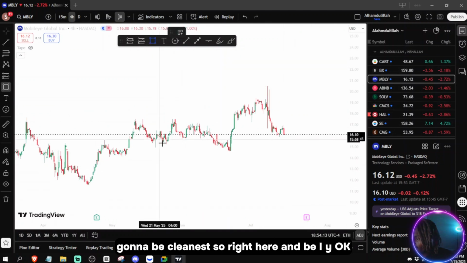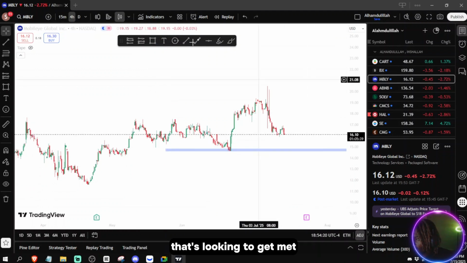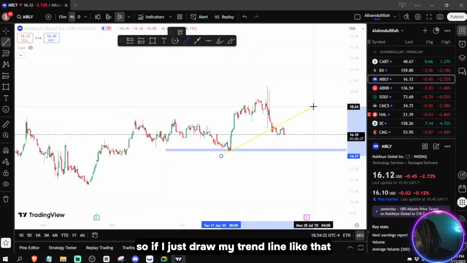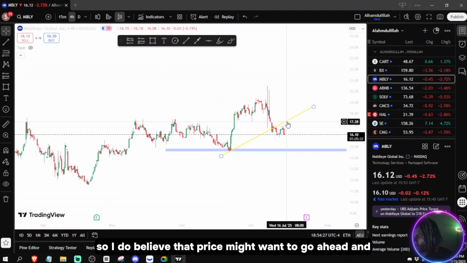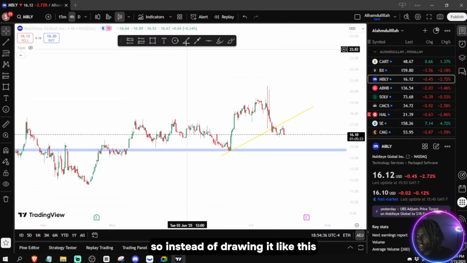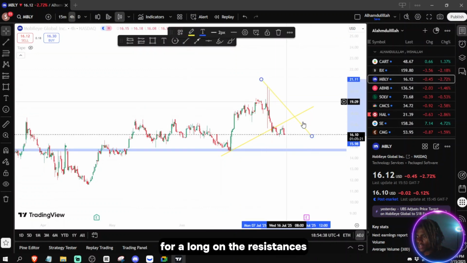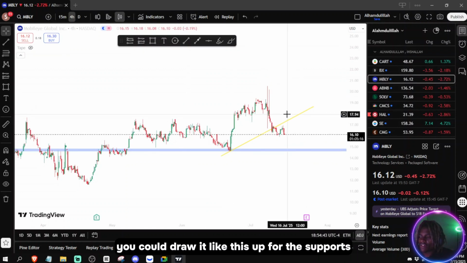So right here, MBLY, okay? This is the area of support right here that's looking to get met. So if I just draw my trend line like that, I can see price is underneath it. So I do believe that price might want to go ahead and fill in the gap now underneath here, okay? So instead of drawing it like this for a long on the resistances, you could draw it like this up for the supports and then go ahead and catch the downtrend fill.